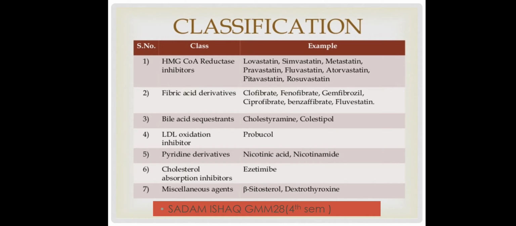That includes cholestyramine. The fourth one is aldehyde oxidation inhibitor. That includes probucol. And the fifth one is pyridine derivatives. That includes nicotinic acid, nicotinamide. And the sixth one is the cholesterol absorption inhibitors. That is ezetimibe. The seventh one is miscellaneous agents. That includes beta-sitosterol, dextrothyroxine.